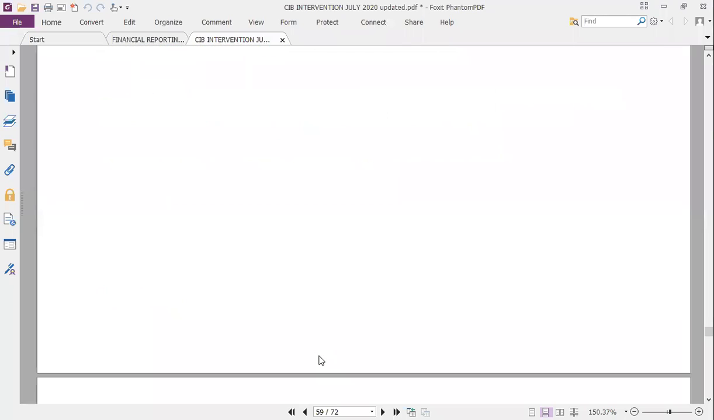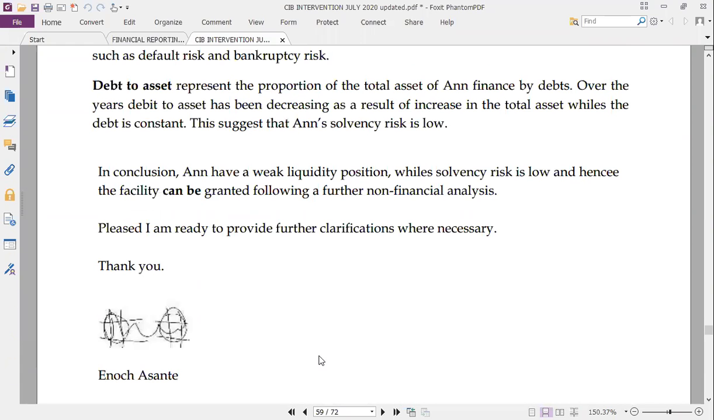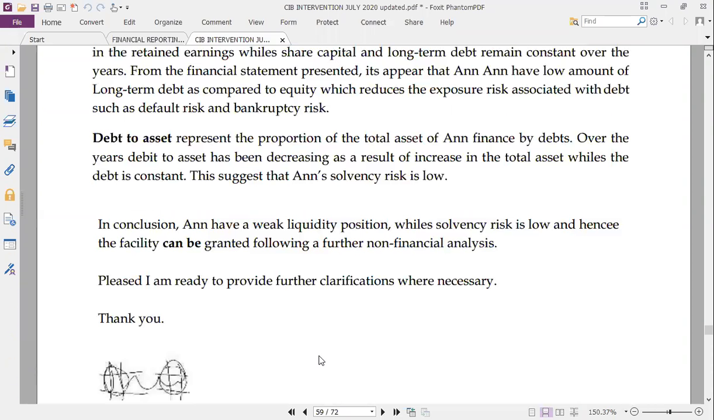In exams, I'm expecting you to do the same. If it's a report and memo, follow the format. If they don't say report and memo, don't go by the format. That one, they want it plain like that. That's all. Okay.